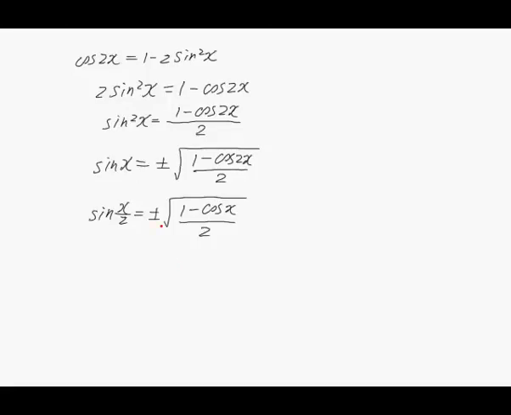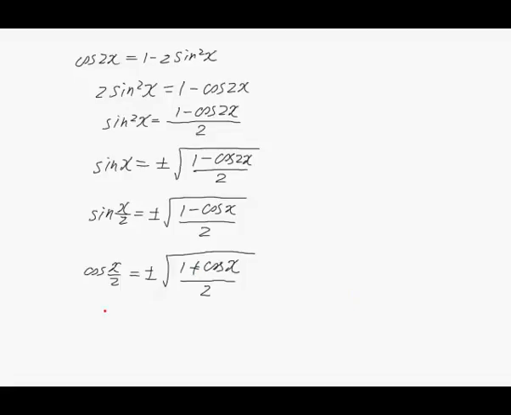And let's compare this half angle identity for sine with the half angle identity for cosine. So in the cosine case, we have the cosine of half x equal to plus minus the square root of 1 plus cosine x over 2. So in the case of the sine, you have the minus sign here. In the case of cosine, you have the plus sign here. Okay?